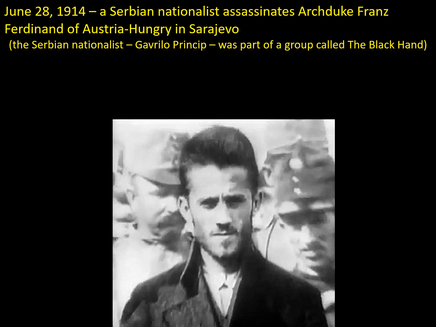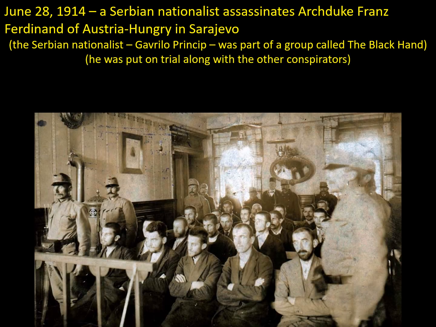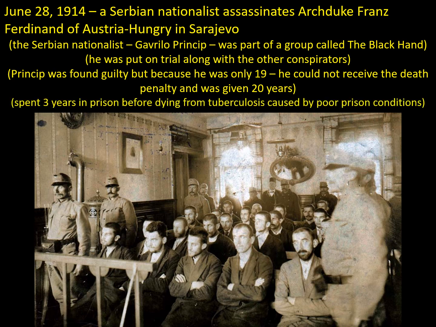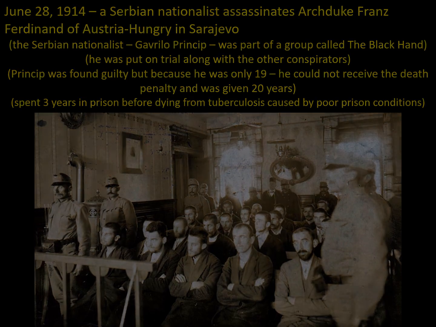The Serbian nationalist Gavrilo Princip was part of a group called the Black Hand. He was put on trial along with the other conspirators. Princip was found guilty, but because he was only 19, he could not receive the death penalty and was given 20 years. He spent 3 years in prison before dying from tuberculosis caused by the poor prison conditions.